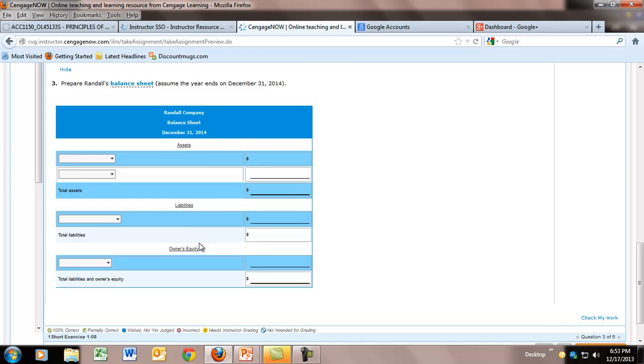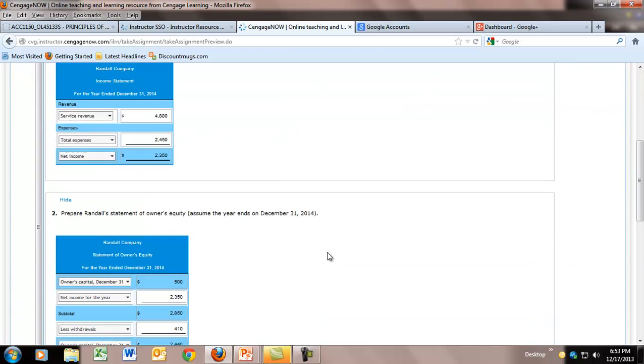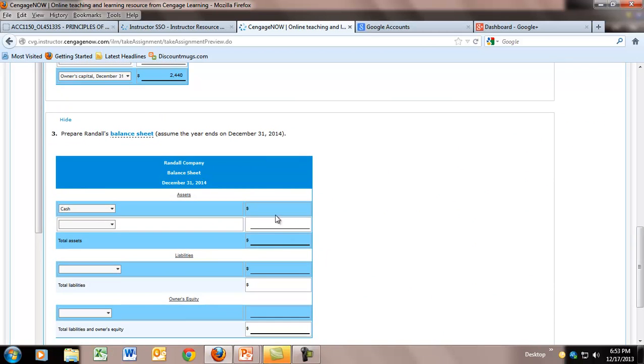So when I begin to list my assets, generally I list them in order of liquidity, which just means I list them in the order of how easy they are turned into cash. So my most liquid asset is cash because it's already cash. And the problem, if I were to scroll up, tells me how much my cash was. It says that my cash is $1,890 and my other assets are $1,000. So I'm going to put in the $1,890.